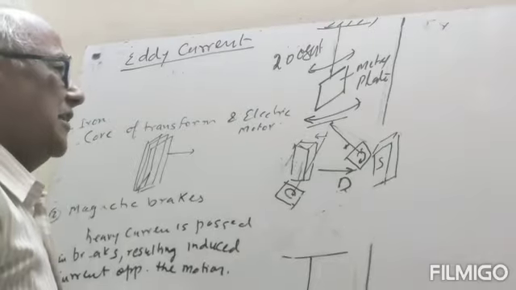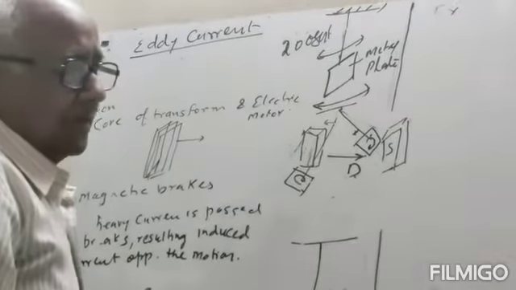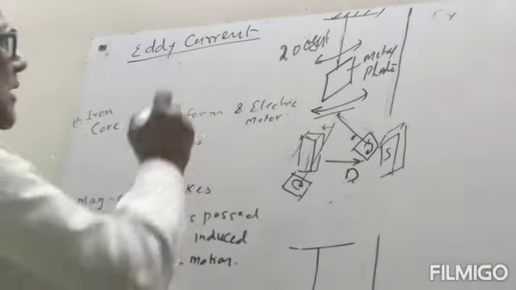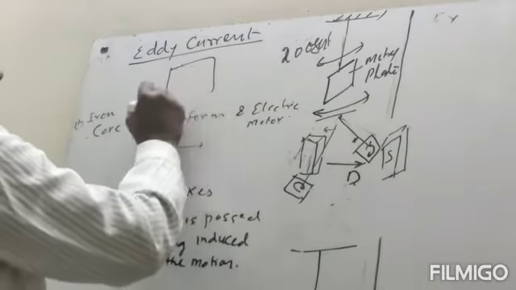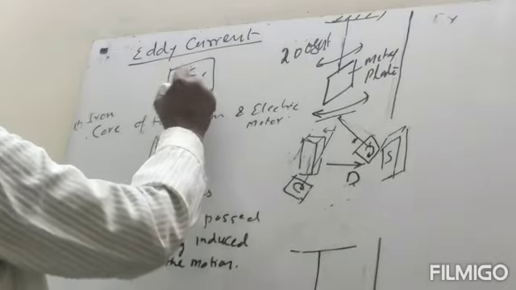Now what is eddy current and how are eddy currents produced, we can explain. Suppose we have a metal plate. This is the metal plate. In the metal plate there are many free electrons. Free electrons are there.